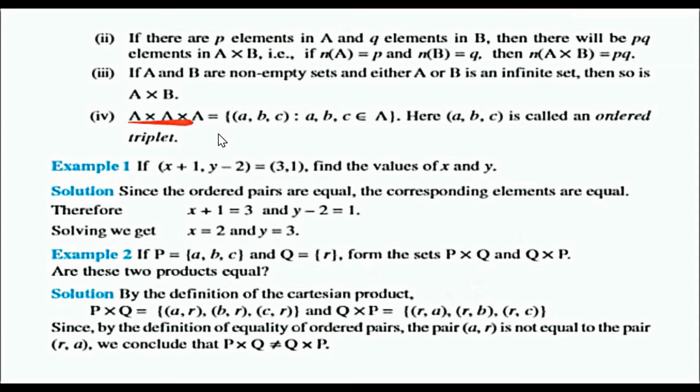Then A cross A cross A, or A cross A cross A cross A, and so on. So there can be any number of sets that can be multiplied. This particular set of 3 is called a triplet, because you will find 3 values here.